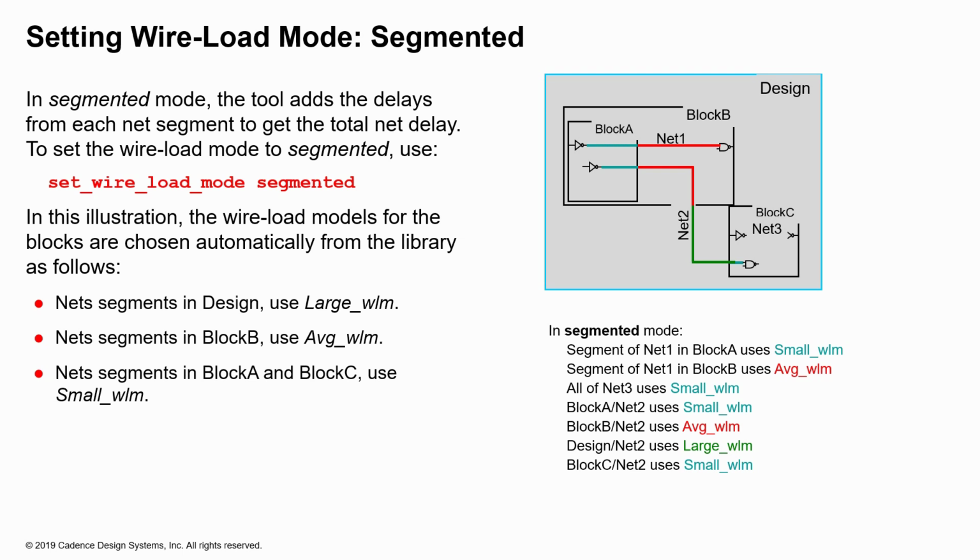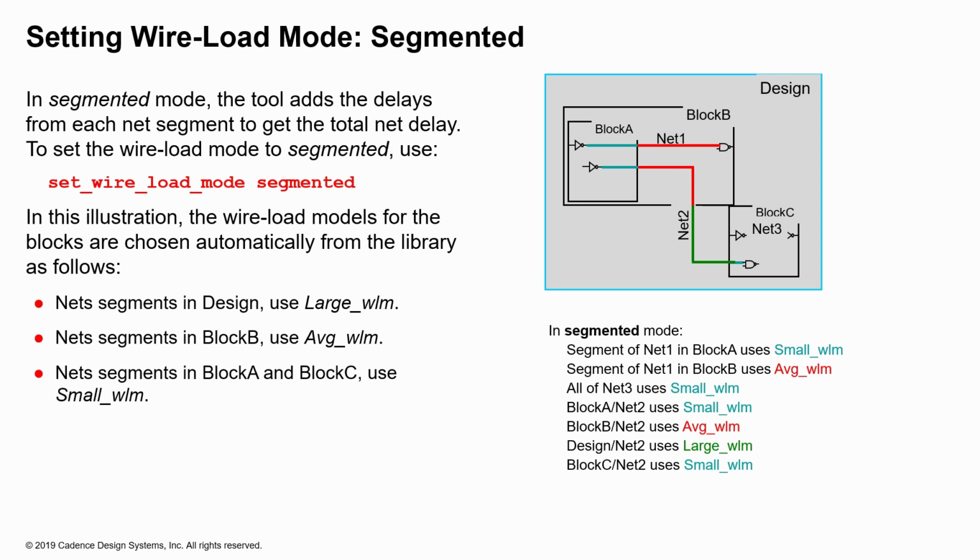In the segmented wire load mode, what the tool does is break down the entire design nets into small chunks, and depending on what encloses that particular chunk of the net, that model is what is used for that particular piece of the net. If you look at the bottom right, the segmented mode shows the different segments of the net, and what wire load models are used. In the case of net 3, all of net 3 is encompassed in block C, and therefore it uses small WLM. But if we break down net 2, block A net 2 would use small WLM, block B net 2 uses average WLM, the design net 2 uses the large WLM, and block C net 2 uses the small WLM.